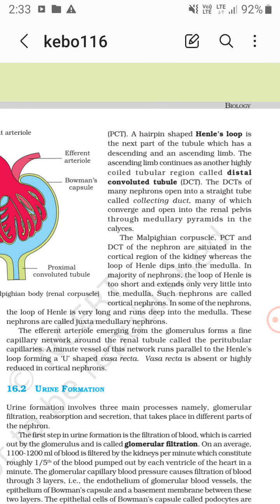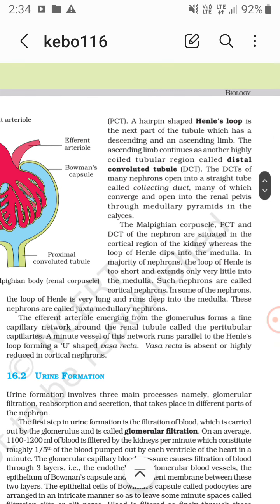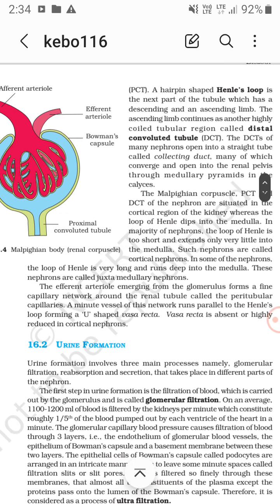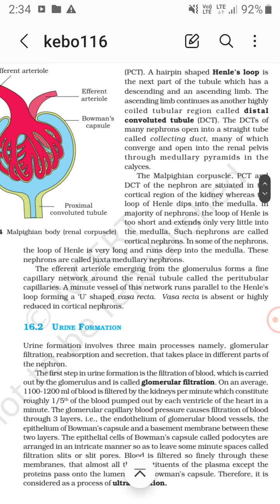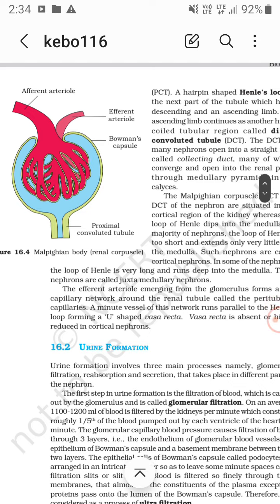Now the Malpighian corpuscle, PCT and DCT of the nephron are situated in the cortical region of the kidney, whereas the loop of Henle goes deep into the medulla. Now, in the majority of nephrons, the loop of Henle is too short and extends only very little into the medulla. Such nephrons are cortical nephrons. In some nephrons, the loop of Henle is very long and runs deep into the medulla. These nephrons are called juxtamedullary nephrons, right?